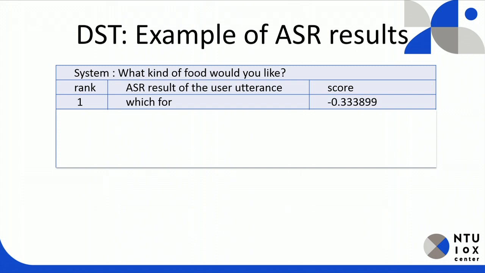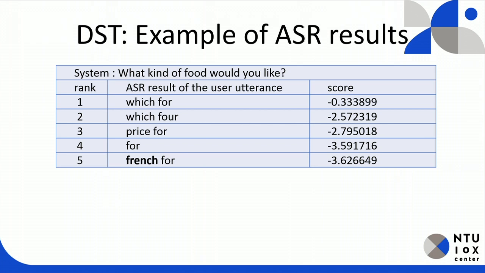However, in the speech recognition system, the speech recognizer can not only recognize one transcription. It can recognize all the suspected hypothesis results. Usually, a speech recognition system will only return the hypothesis with the highest confidence. But we can also ask the speech recognition system to return multiple hypotheses. So here we ask the speech recognition system to return the top 5 hypotheses. Then based on the top 5 hypothesis transcriptions, you can find that there's a word "French." So actually, what the user wants to say is French food, but it's misrecognized as "which for."